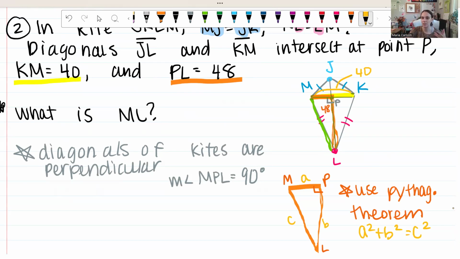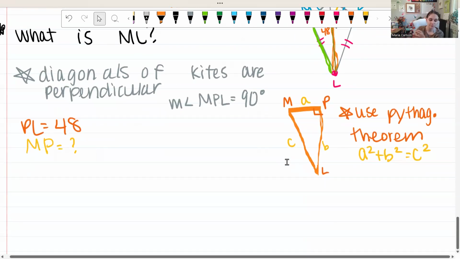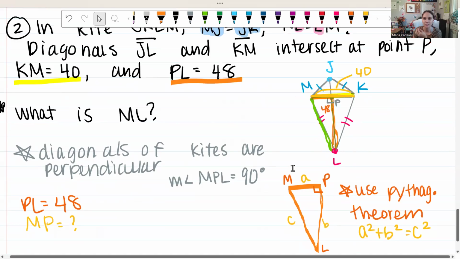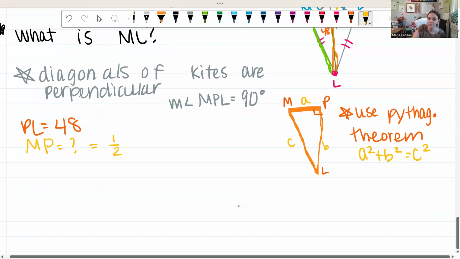I know that PL is 48, so PL is equal to 48. I don't know what MP is though. I do know that the entire diagonal KM is 40. The other thing I need to remember is that one of these diagonals is the perpendicular bisector of the other. So here, PM and PK are congruent halves. So MP is equal to 1/2 of KM. It's half of it.